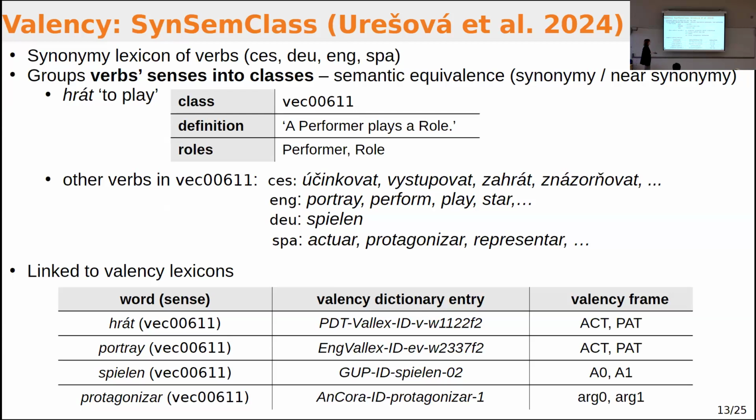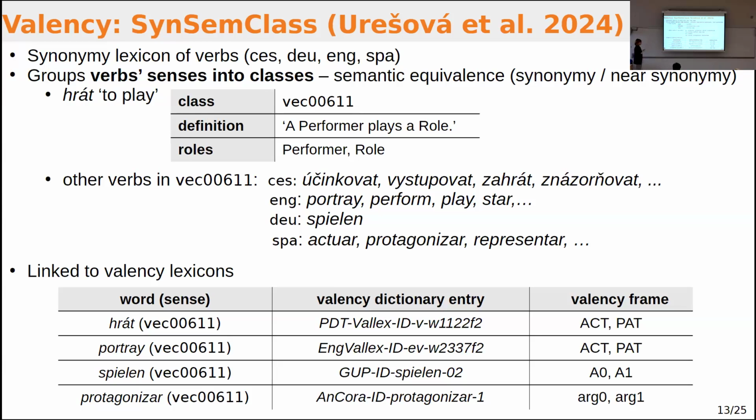So for example, the verb hrát, to play, in one of its senses, will be put into a class with this kind of ID, so class 611, and that class is defined as a performer plays a role, with two roles, the performer and the role. This description is based on FrameNet, which is another type of verb lexicon. And then other verbs in that class will be Czech verbs with a similar meaning, like účinkovat, vystupovat, zahrát, znázorňovat, and so on. And then other verbs in the other three languages of the same or similar meaning.